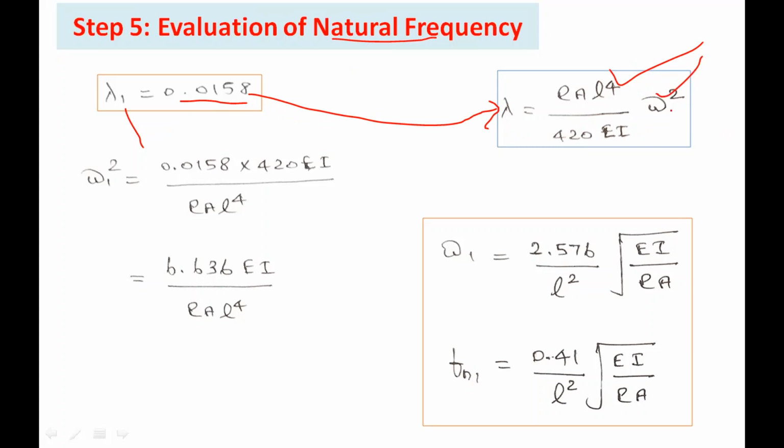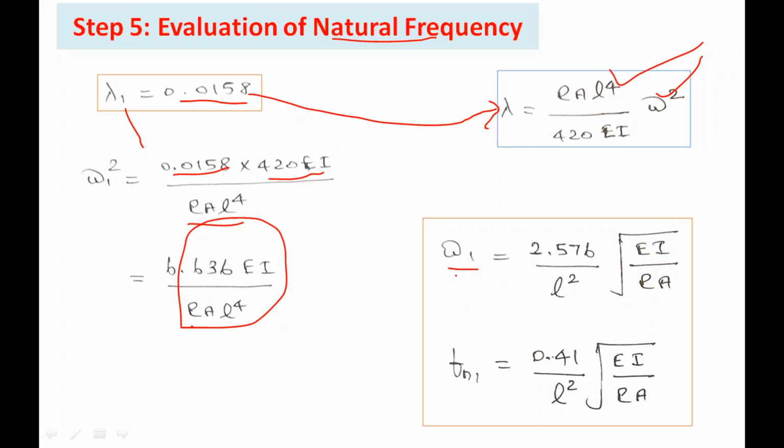So what is omega square? Omega square is equal to this lambda multiplied by 420 EI divided by rho A L power 4. We have to take the square root of this to find omega 1. This is the omega 1 value. Omega 1 is equal to 2.576 divided by L square root of EI by rho A. I am taking EI by rho A inside the radical, that is, inside the root.